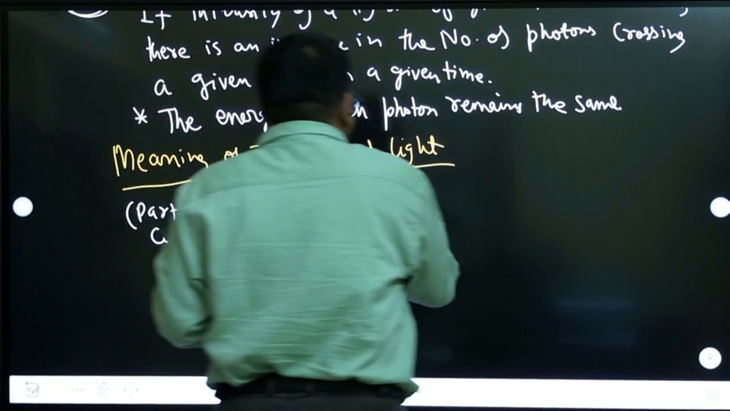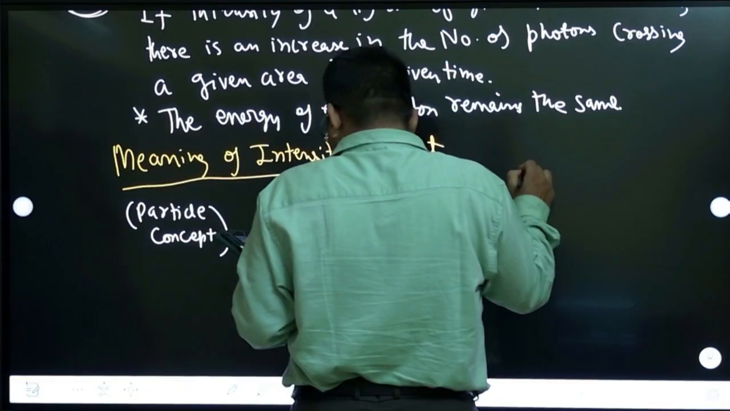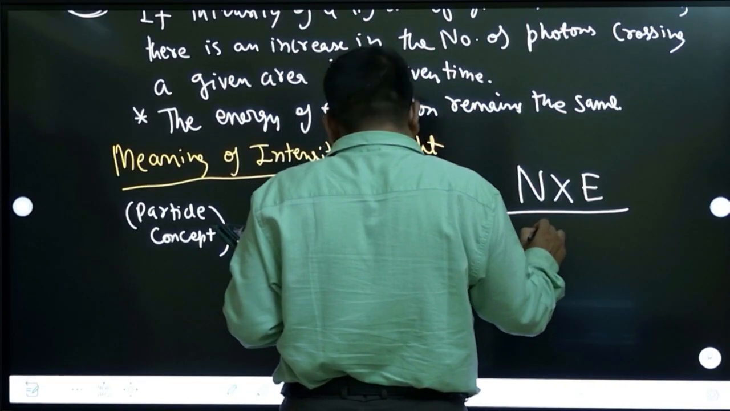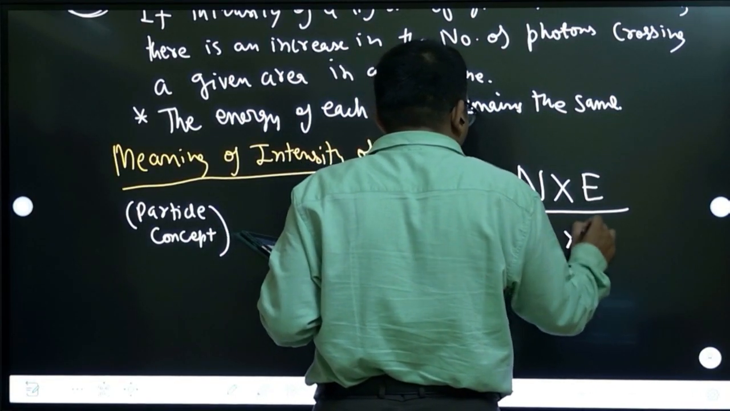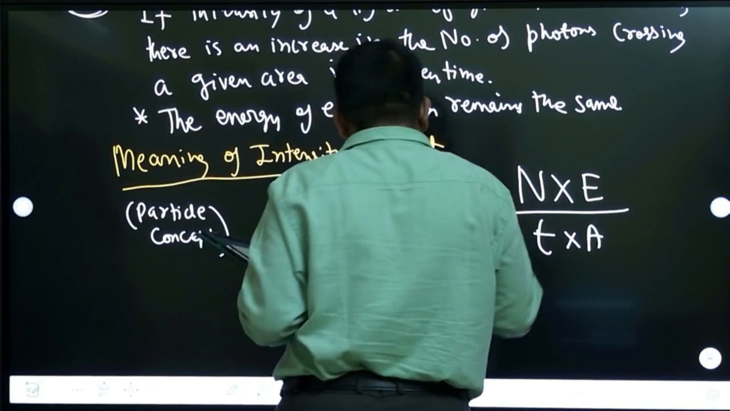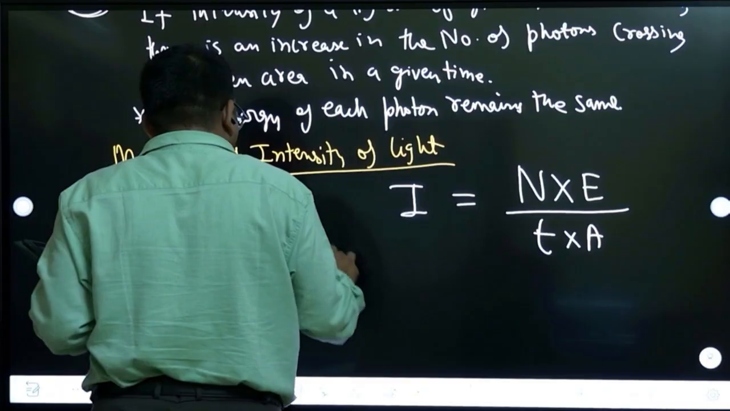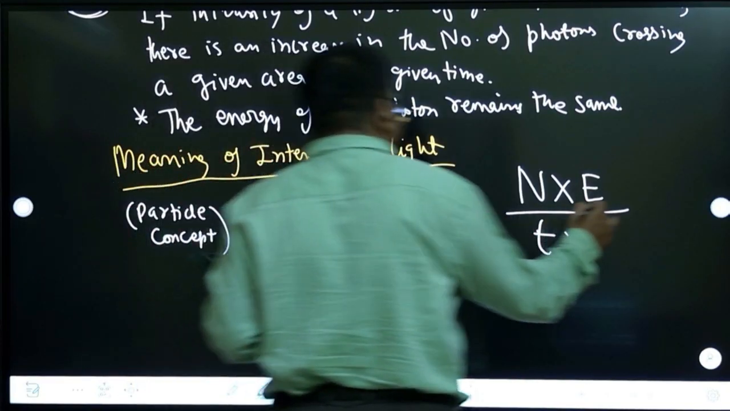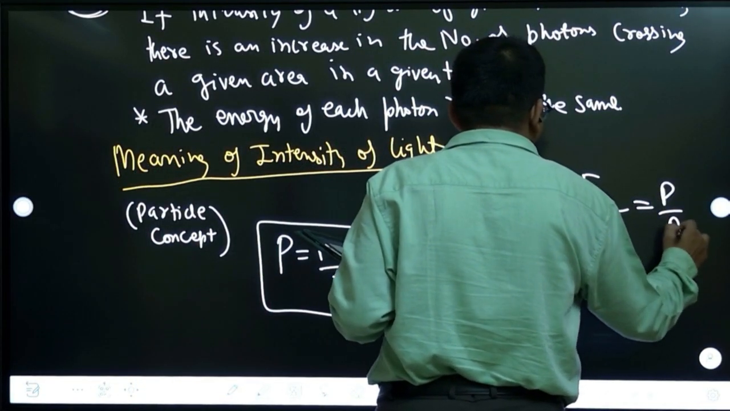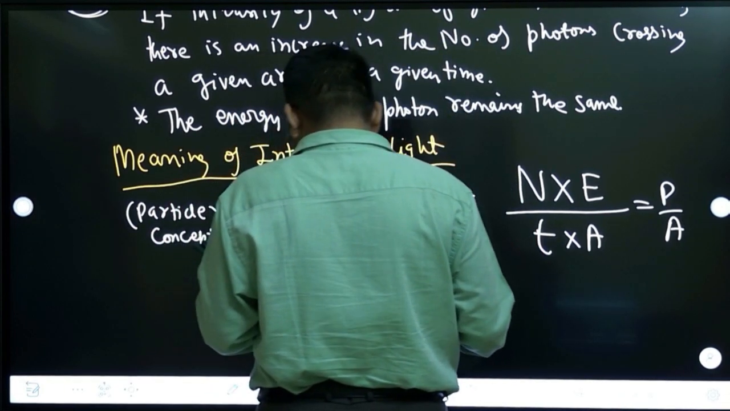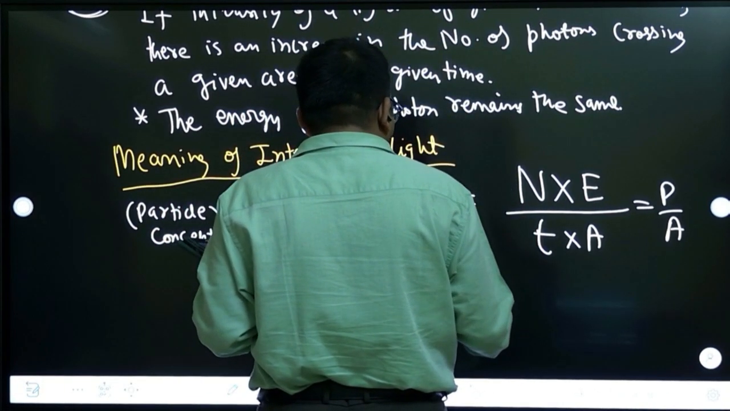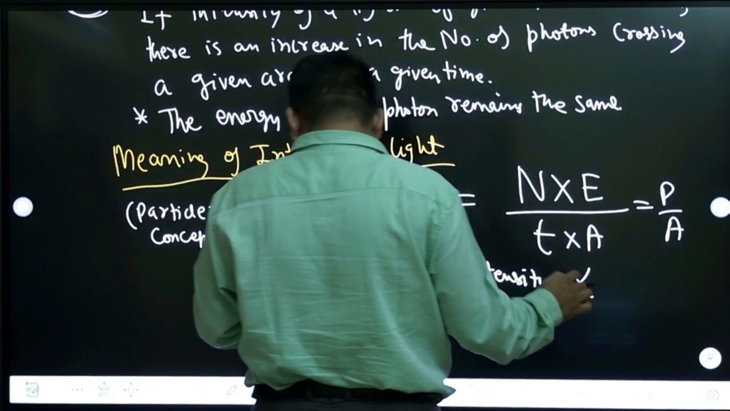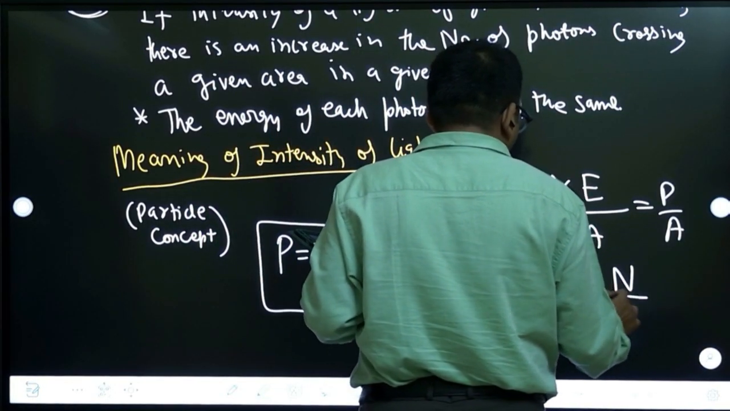So note the formula for intensity. Intensity I is total energy, number of photons times E, divided by time, divided by area. This term is also called power. Power is equal to N times E by T. It is power by area. That is what intensity is. So here note that intensity is going to be defined as proportional to N by T.